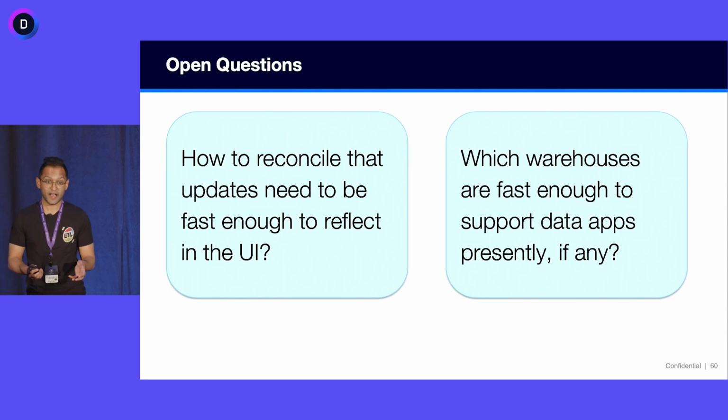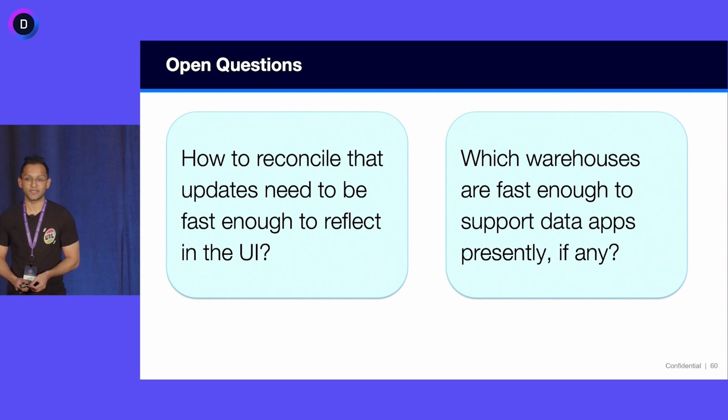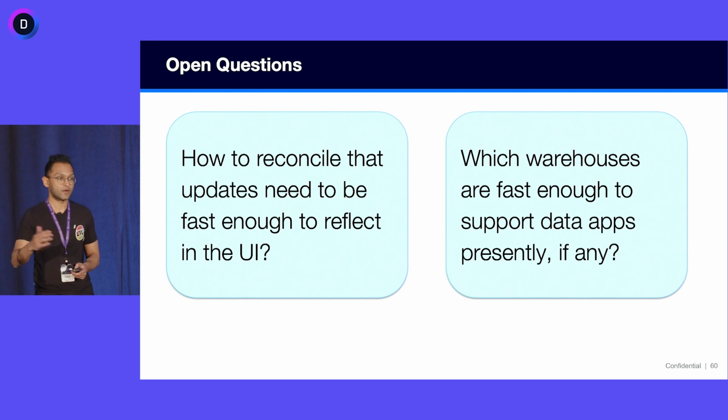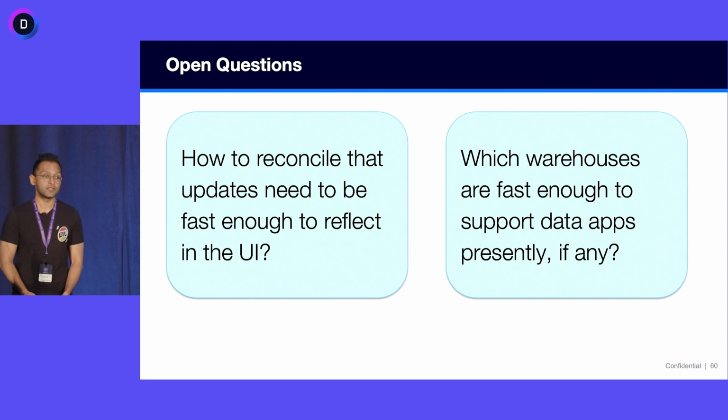And then an open question that we have is, how do we reconcile the fact that updates need to be fast enough to reflect in the UI? Most end users are used to something like 100 millisecond latency for them to click a button and then see an action happen. In a data app world, that may not be possible. So you may have a user place an order and you may not see that order for an hour. And for an Amazon.com customer support rep, that doesn't work. They need to be able to see that order instantaneously in case someone is filing a support ticket right afterwards. So things like order management, customer support, there are a lot of use cases that actually are not well supported by data apps today.